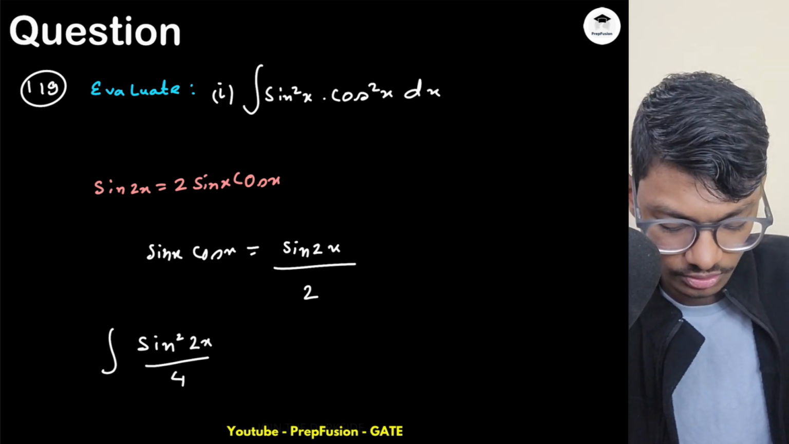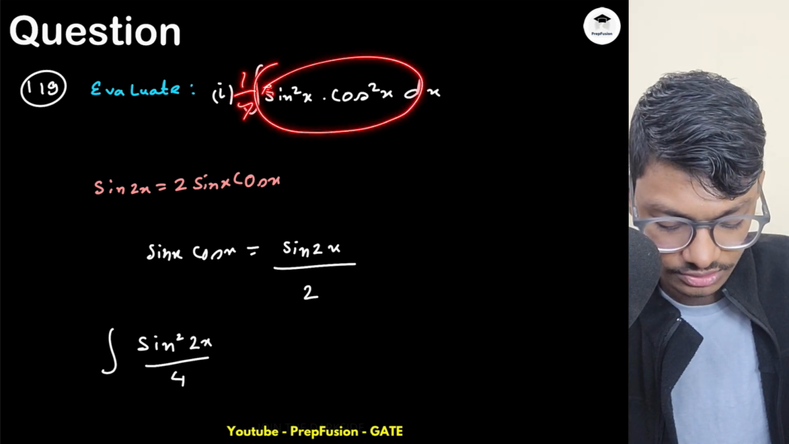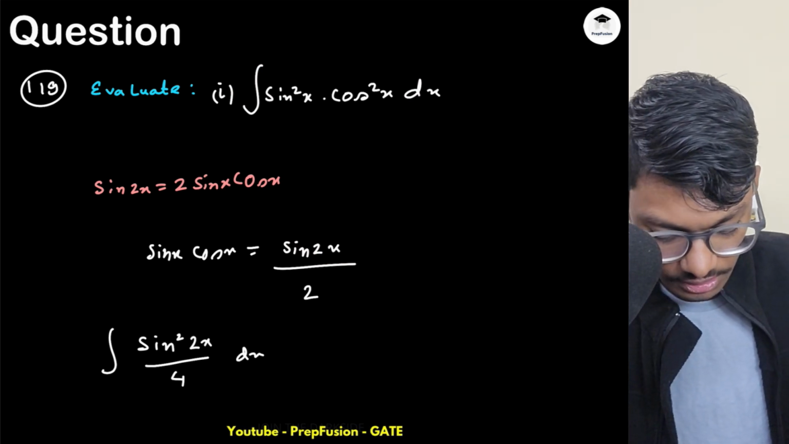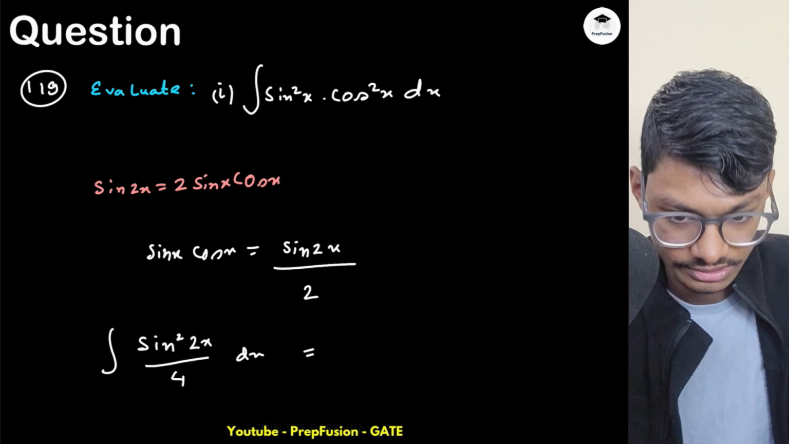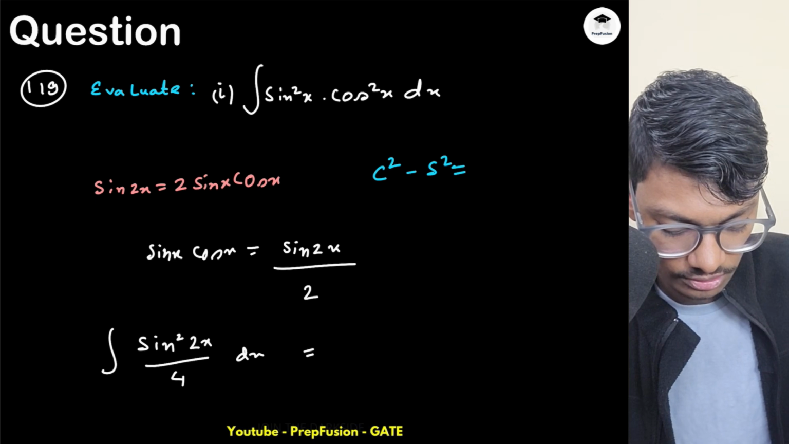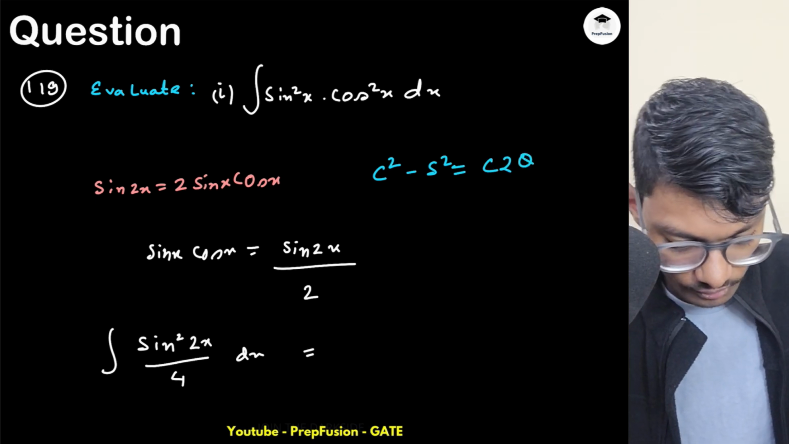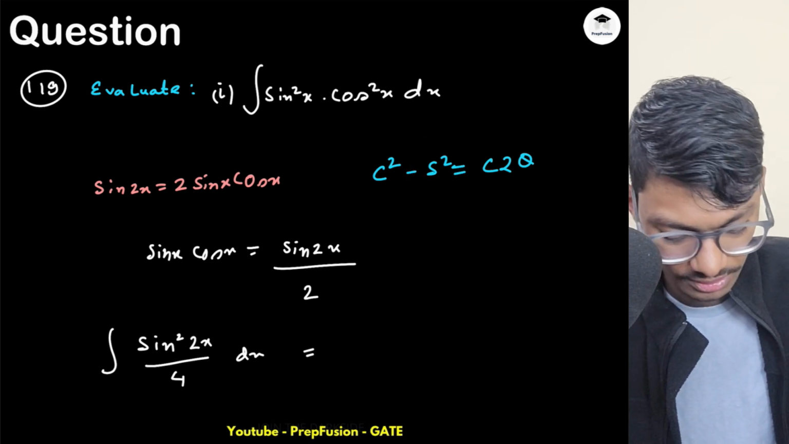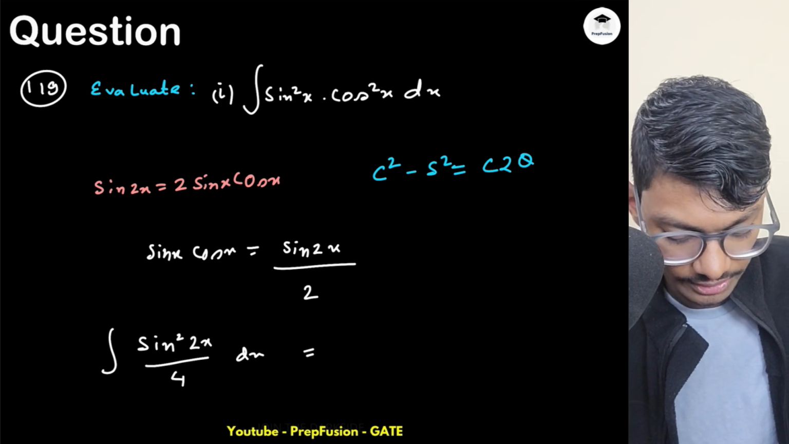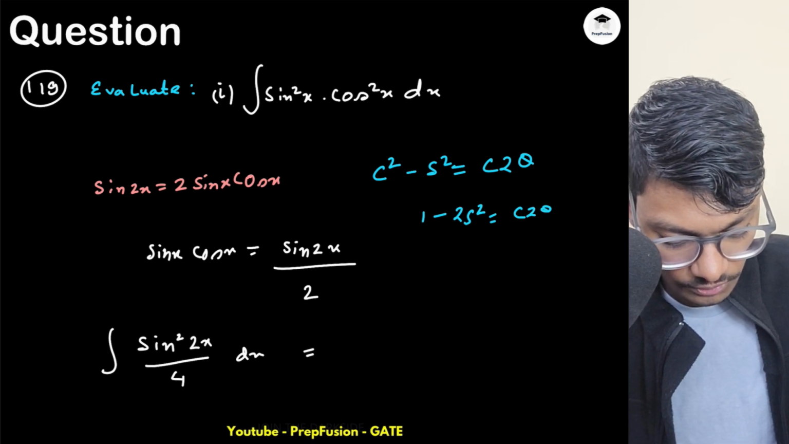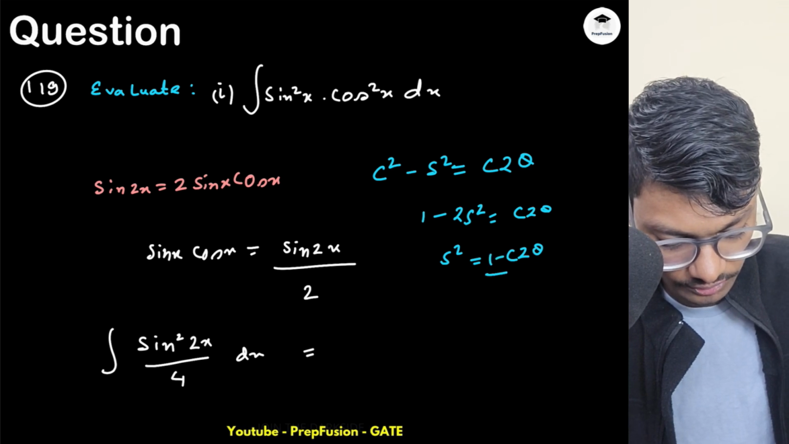Or what you could have done is divide and multiply by 4, and 4 sin square x cos square x will simply equal sin square 2x, dx. And now you need to use another formula. What is that formula? Cos square x minus sin square x, I'm writing in shortcut, equals cos 2 theta. So I have sin square, so I will write 1 minus 2 sin square x equals cos 2 theta. So sin square x equals 1 minus cos 2 theta divided by 2.